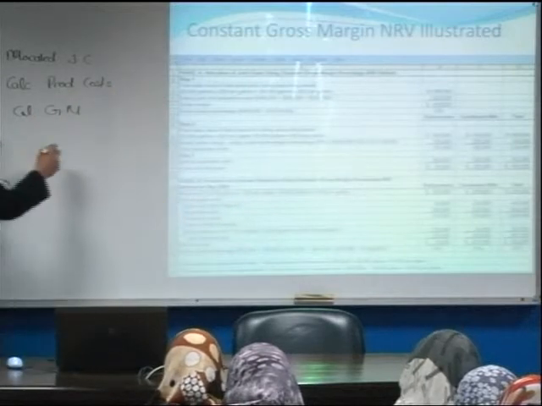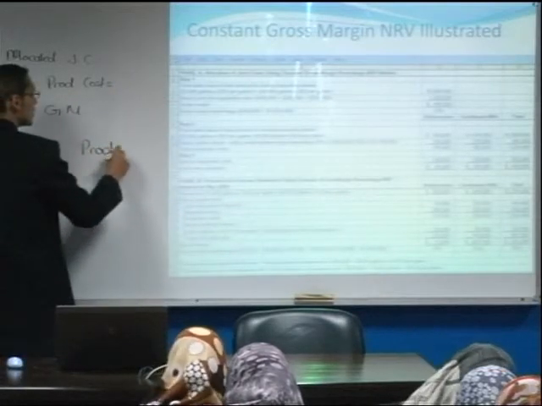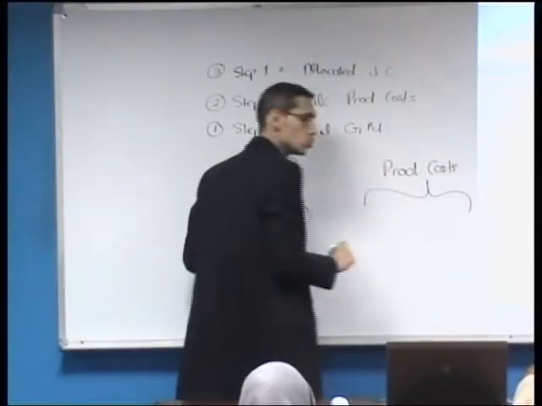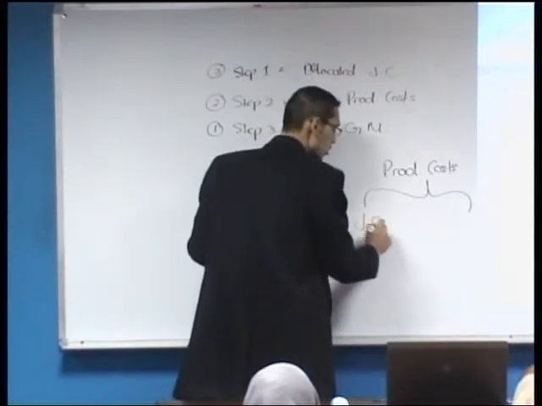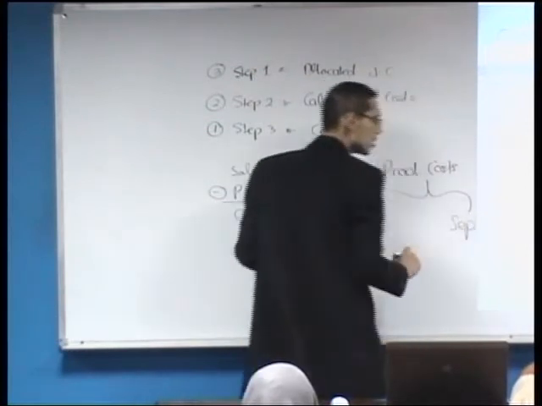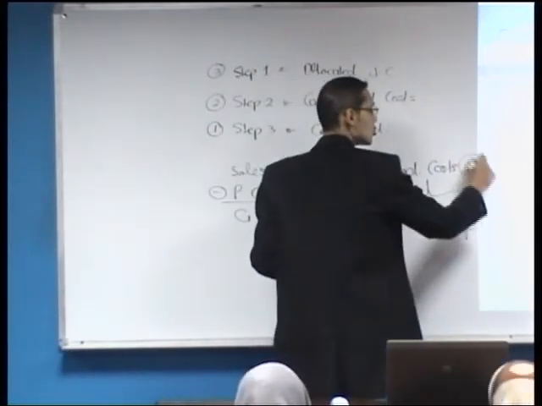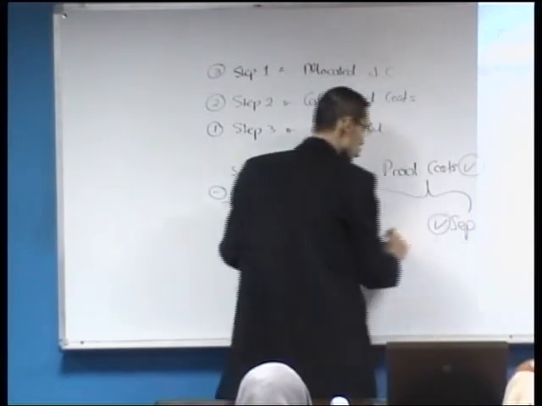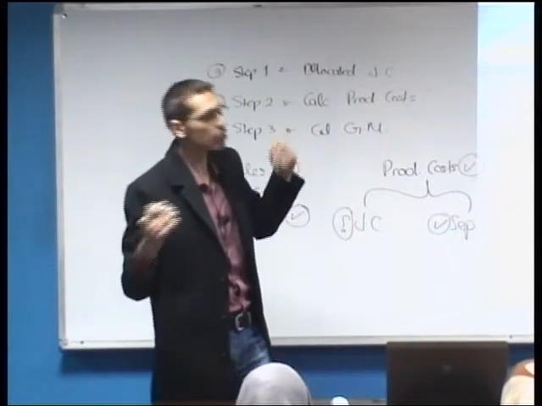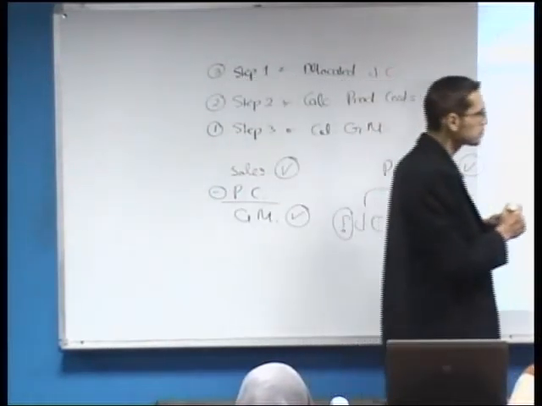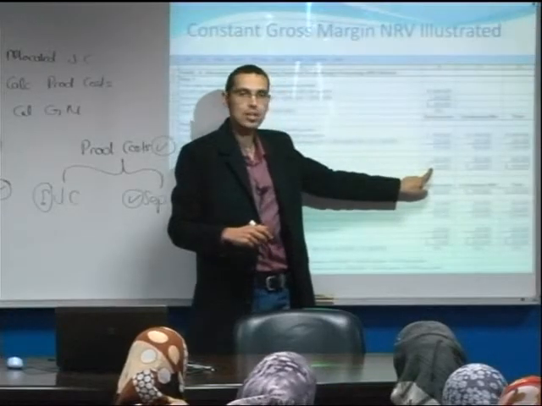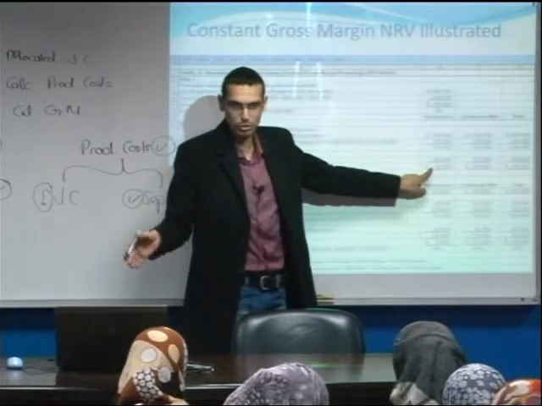Therefore, this production cost that has been calculated consists of two categories. First of all, the allocated joint costs and the separable costs. If I know the production cost and I know the separable cost, can I calculate the joint costs? Of course. Therefore, deducting the separable cost from the total production cost would give us the allocated joint costs.